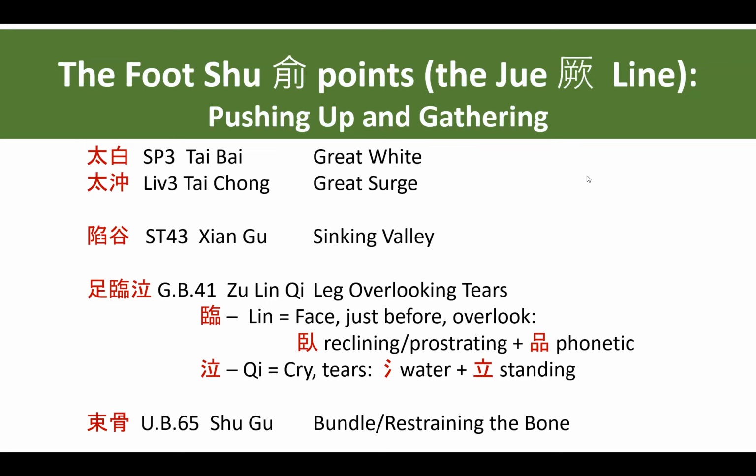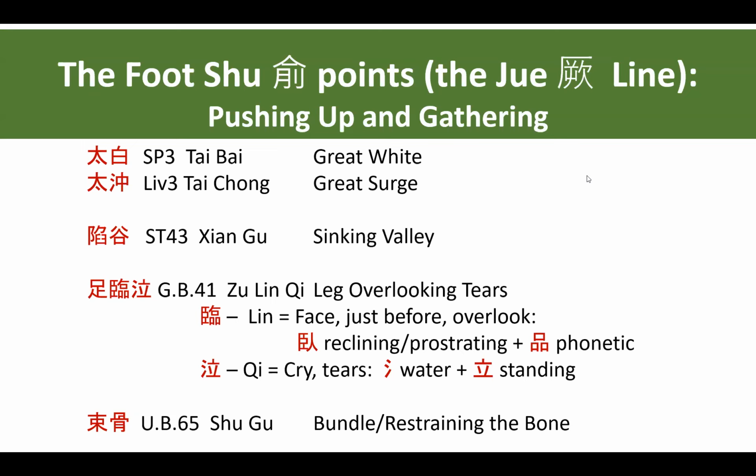Okay. Then we have a movement that says, now we're moving into something else. At stomach 43, in the middle, we have the sinking valley. So we're saying, okay, we're rising, but things can also sink. Then at gallbladder 41, we have Lin Qi, which literally translates to facing or overlooking tears, the crying.